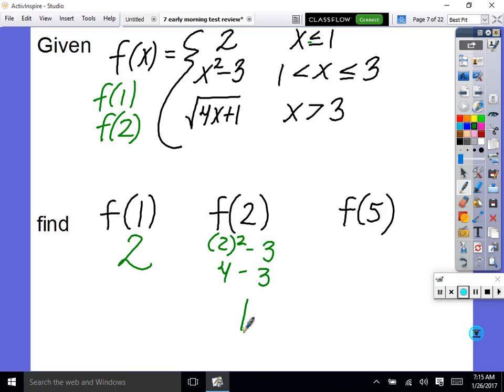Okay, f of 5. That means we're plugging in 5. We're putting 5 in here. So does it plug in there, there, or there? X is greater than 3 because 5 is greater than 3. So you would show your work by going 4 times 5 plus 1. So square root of 25, 26, right?